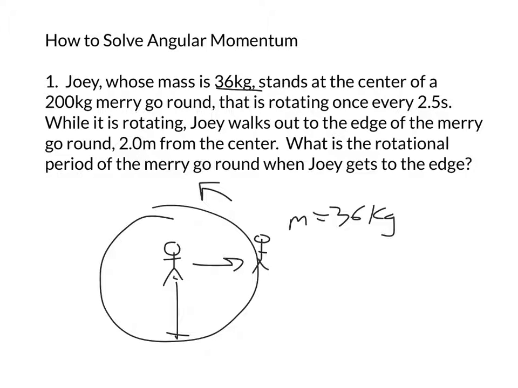For the purpose of this, we're going to represent him as a point particle, because there's not a reasonable way to calculate his moment of inertia. He's at the center of a 200 kilogram merry-go-round. So the mass of the merry-go-round is 200 kilograms. That's an initial condition: it is rotating once every 2.5 seconds, and then he goes and moves to the edge. So we'll say that omega initial is equal to 1 revolution per 2.5 seconds, and we can resolve that later. The radius is 2 meters.